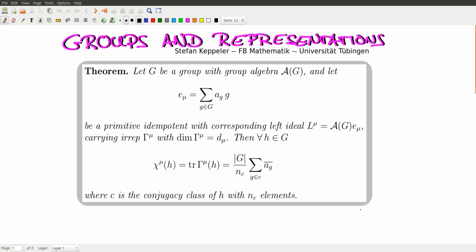We find our irreps by constructing left ideals in the group algebra, and we get these left ideals by right multiplication with primitive idempotents. And these primitive idempotents, they are linear combinations of the group elements with, in general, complex coefficients. And now these complex coefficients, they encode all the information on the irrep, and it's actually possible to explicitly calculate the characters in terms of these coefficients.